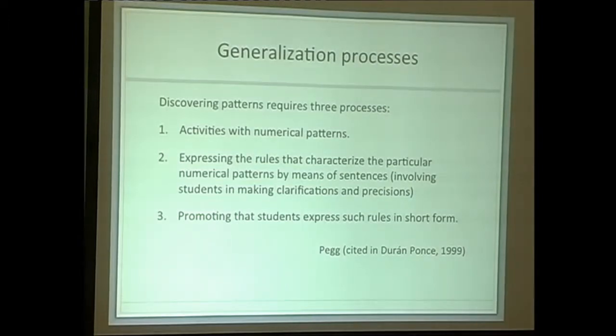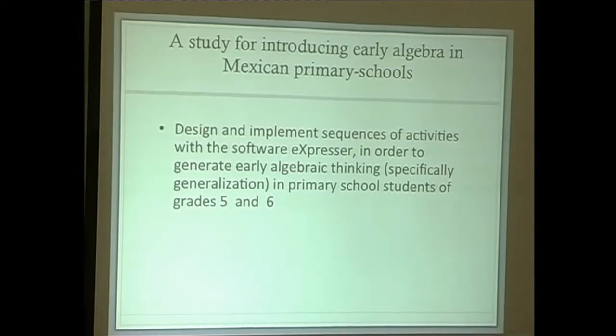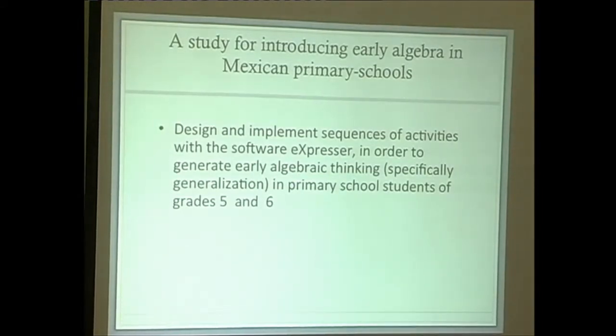And so the study was for introducing early algebra in Mexican primary schools by designing and implementing sequences of activities with a software, Expressor. How many of you know of Expressor? Okay, good, because I'm going to present it. The aim was to generate early algebraic thinking, specifically generalization, in primary school students of grades 5 and 6. That would be ages 10, 11, more or less.